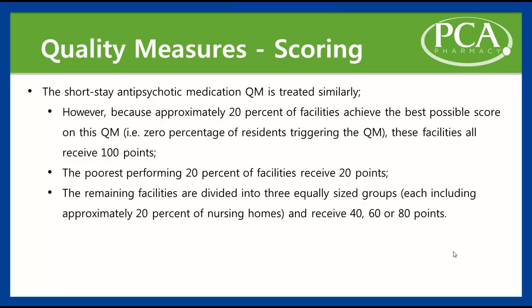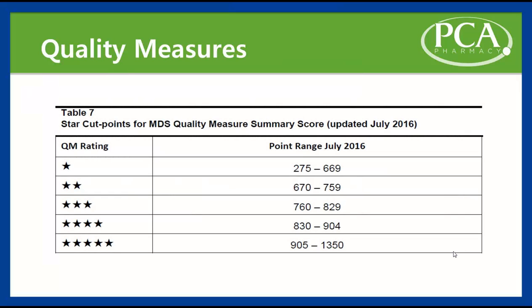For the MDS quality measures, they looked at 2016 for the claims-based quality measures and claims data. They used the 3rd quarter of 2014 and the 2nd quarter of 2015. Those numbers are all combined, and they get a total score, and then that score is compared to this cut point table for the MDS quality measure summary score.